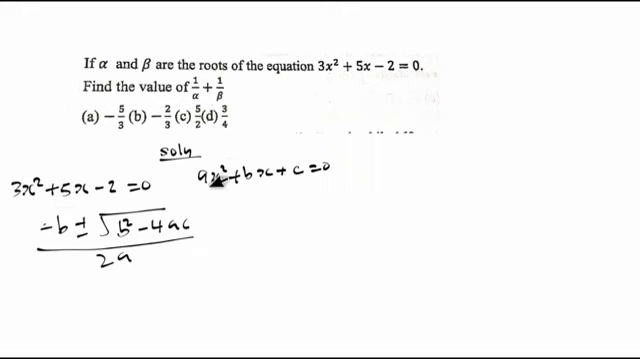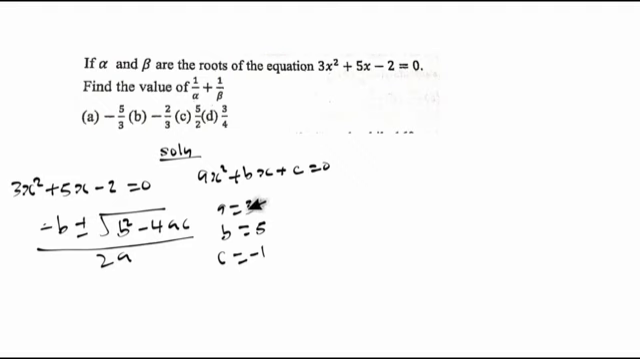So the coefficient of s squared is a, and that is 3 here. It means that our a is equal to 3. Now the coefficient of s is b, and here it is plus 5. That means we have our b is equal to 5. Okay, and here we have our c, which is minus 2. So that gives us our c is equal to minus 2.